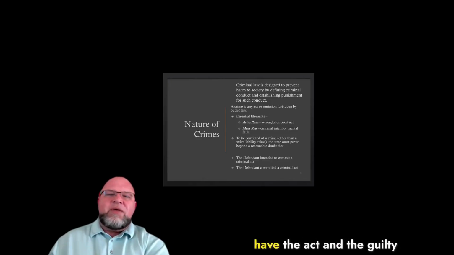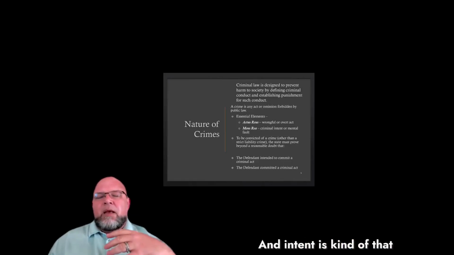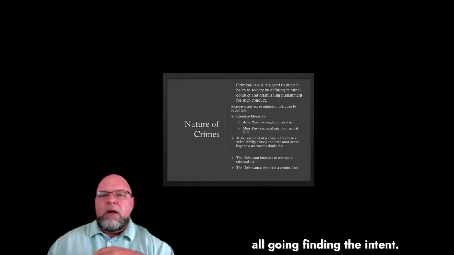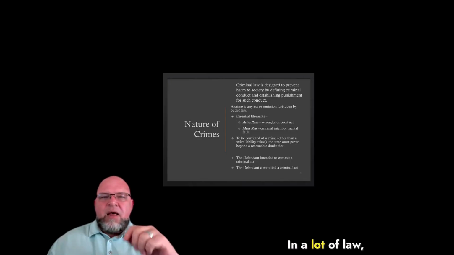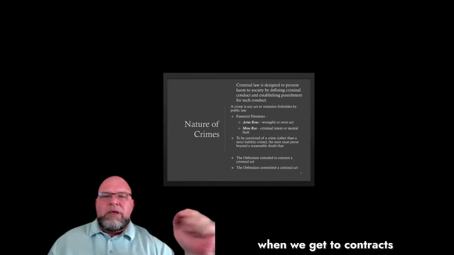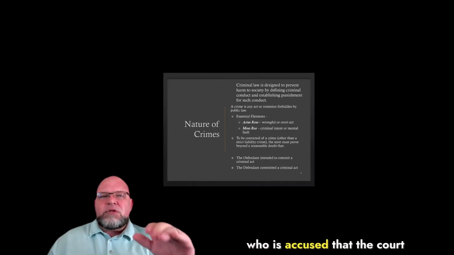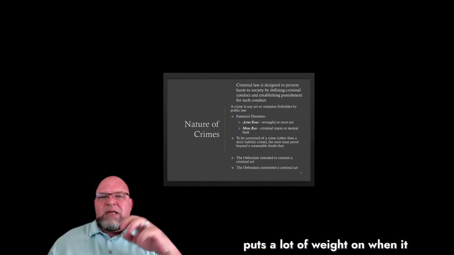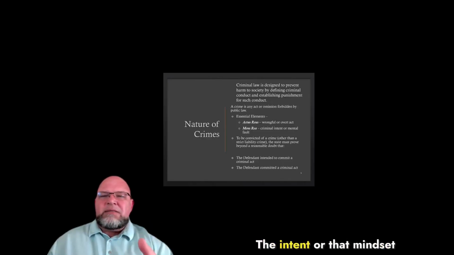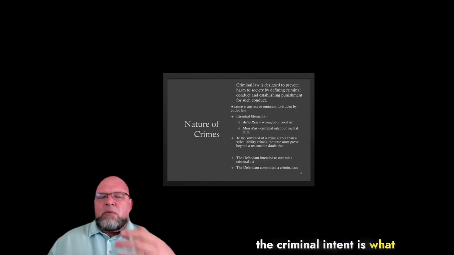Now, a way to look at this is you have the act and the guilty mind, the mens rea, is going to be where intent comes from. And intent is kind of that part of this that just keeps it all going, finding the intent. In a lot of law, no matter what the type of law you're studying, criminal law, torts, when we get to contracts, and other parts of law, it is the intent of the person who is accused that the court puts a lot of weight on when it comes to intentional cases. The intent or that mindset of committing a crime, the criminal intent is what we're looking at.